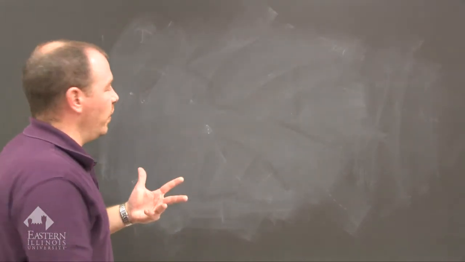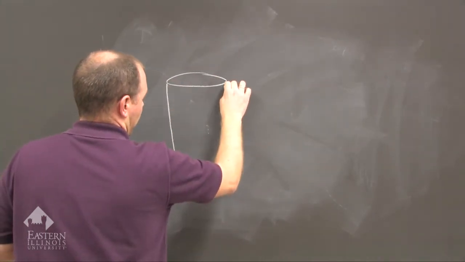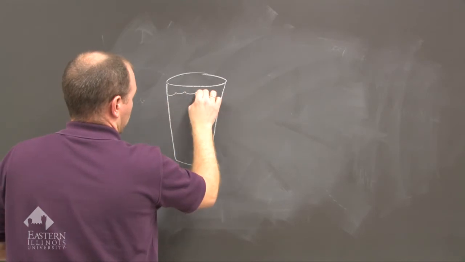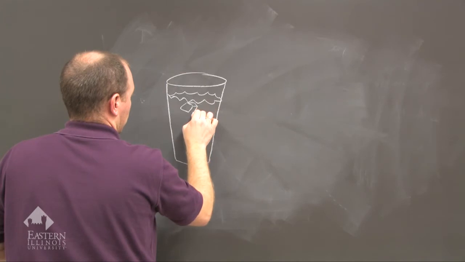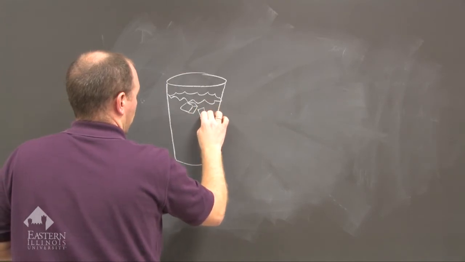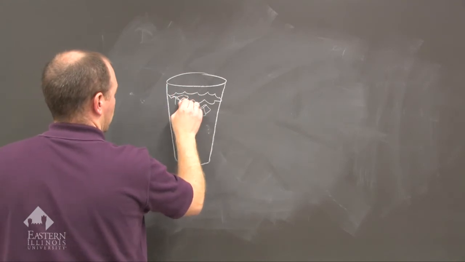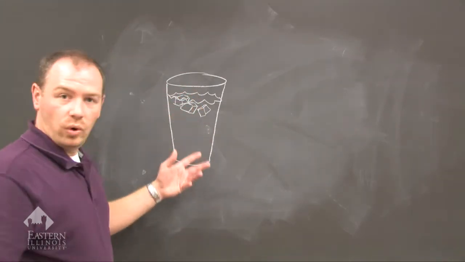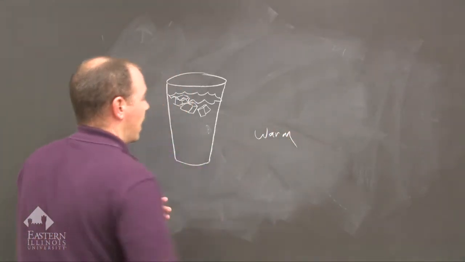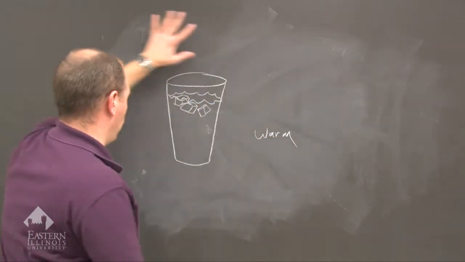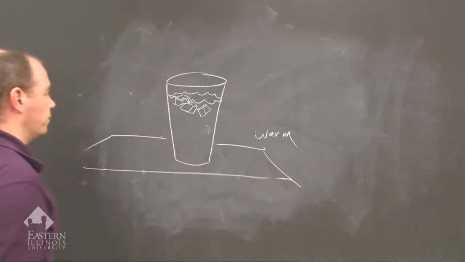Okay, so if we have a glass of your favorite beverage, and you've got cubes of ice floating in this, it's a cool beverage. Here, the outside of this glass, it is warm. Now I'm going to put this on a table so we can see what happens to this.